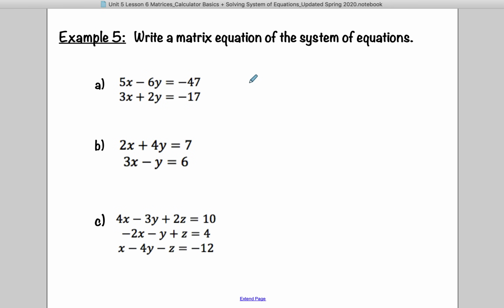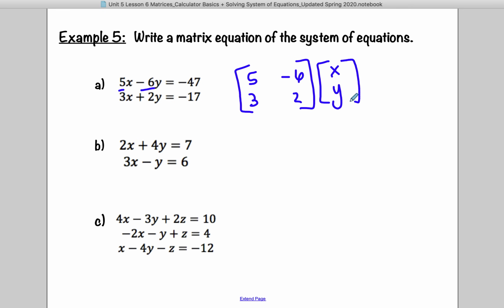Pretty straightforward. So first thing we do is we write down the coefficient matrix. So it is 5 and -6. Don't forget the negative if there's one in front. 3 and 2. And then the next matrix is our variable matrix. I'm working with x and y. And then it equals my constants, my numbers by itself, -47 and -17. So for A, there is our first matrix equation.